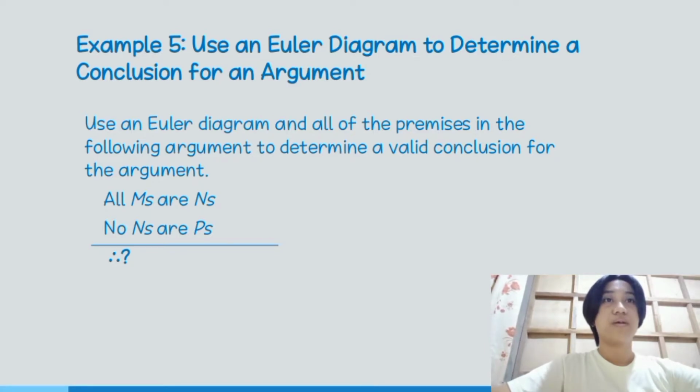Use an Euler diagram and all of the premises in the following argument to determine a valid conclusion for the argument. So these two are called premises. The first premise states that all m's are n's, and the second premise states that no n's are p's. So we need to determine a valid conclusion for the argument.